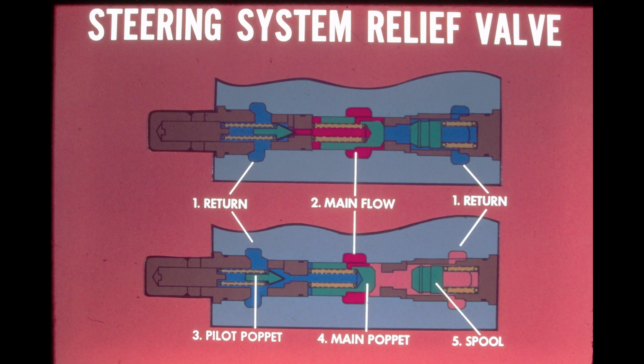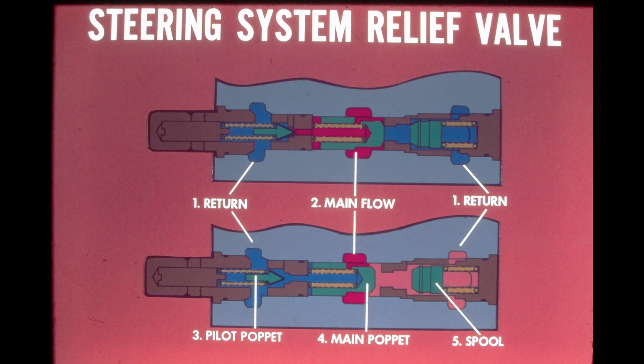The oil enters at the center of the valve and flows around the main poppet. A small hole allows the pressure to be felt inside of the main poppet and on the face of the pilot poppet. When system pressure reaches the relief setting, the pilot poppet will move to the left and allow some of the oil from inside the poppet to enter the return passage.